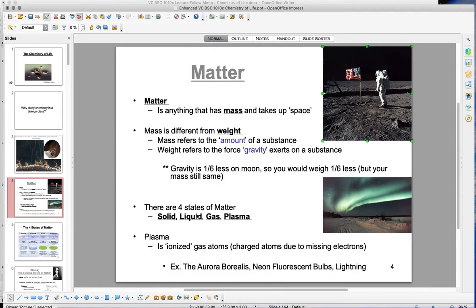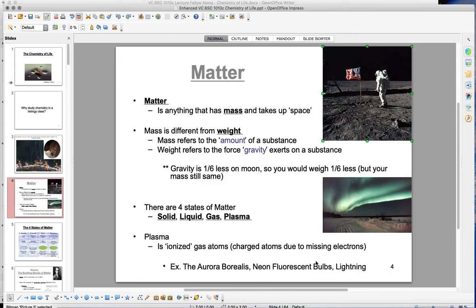So now what about the states of matter? There are 4 states of matter: obviously solid, liquid, gas, which everybody's heard of, and also plasma. Plasma is maybe one that you have not heard of. Plasma is beyond a gas. Plasma is ionized gas, and this is due to missing electrons. They're charged atoms, they're ions at this point.